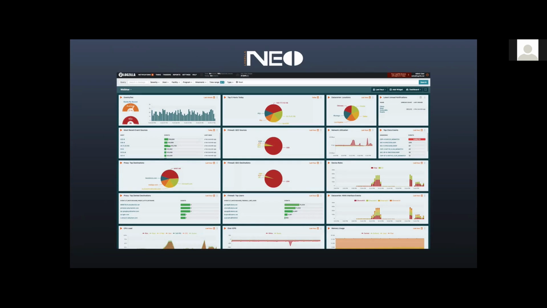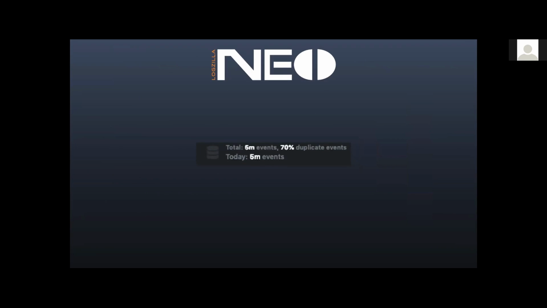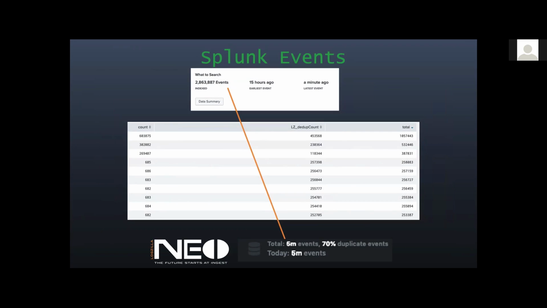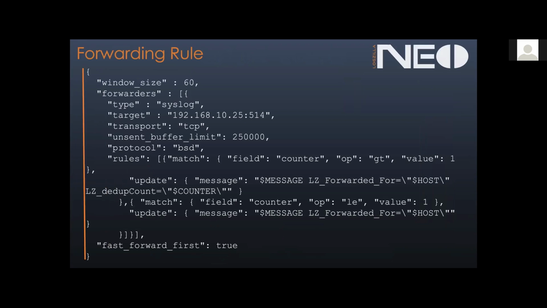So let's look at how this works. If we look at a screenshot here, this is LogZilla running. You can see here there's about 5 million events and 70% of them are duplicates. And we look on the Splunk side and you can see the exact same data coming in terms of what it can count, what it can collect. The counts are the same, but your license has gone down. We went from that 75 million plus events to 2 million, right? And our license uses and disk uses goes down.